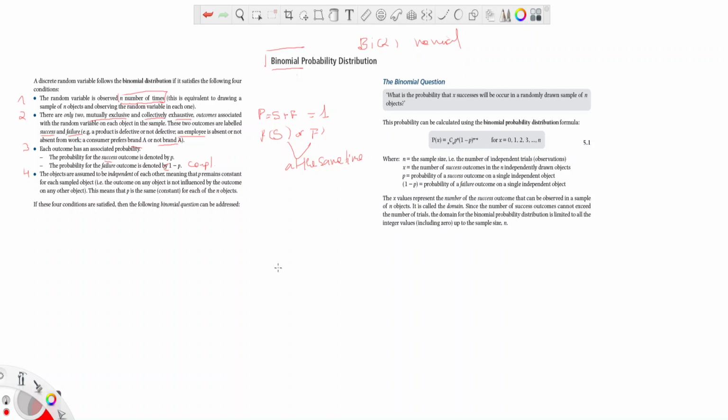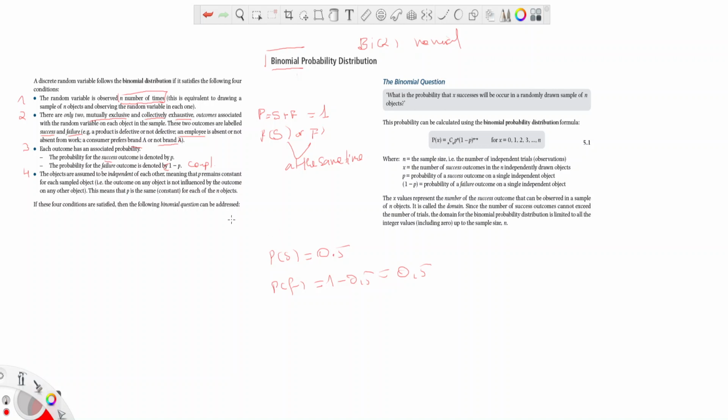So for instance, if the probability of success, or having an employee maybe not showing up to work, let's say that is a success. If it's 0.5, then the probability of failure will be 1 minus 0.5, which is also 0.5. I hope you understand that. So that is the third criteria for us to have a binomial probability distribution.